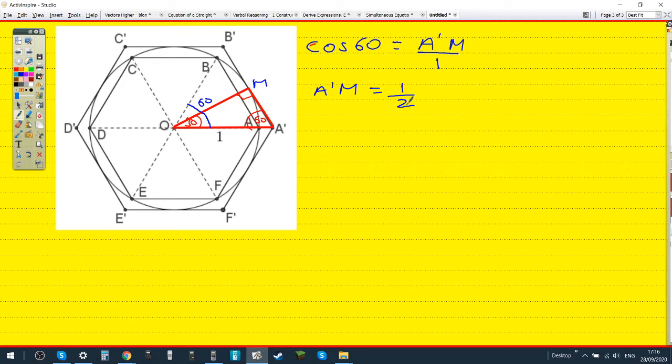Uh-oh. Doesn't that just give you the length is 1? Yeah, something's wrong. Cos is adjacent over hypotenuse. It's the other way around. Is it 1 over A dash M? No. That is adjacent, so I'm confused. Did we do this right? That's an equilateral triangle.